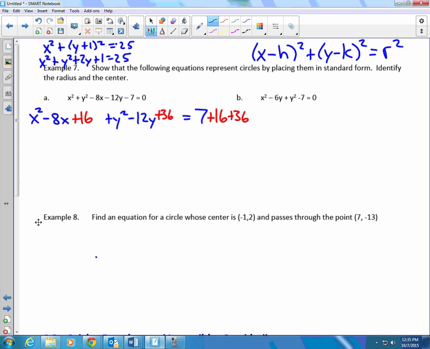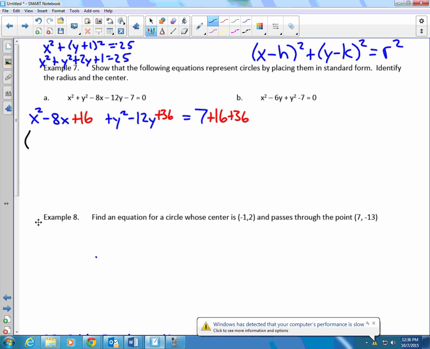So this is a perfect square trinomial. I take the middle term, I divide it by 2 to get 4, I square it to get 16. 12 divided by 2 is 6, squared is 36. Now it will factor into a perfect square. That's what we're trying to do because this is a perfect square.